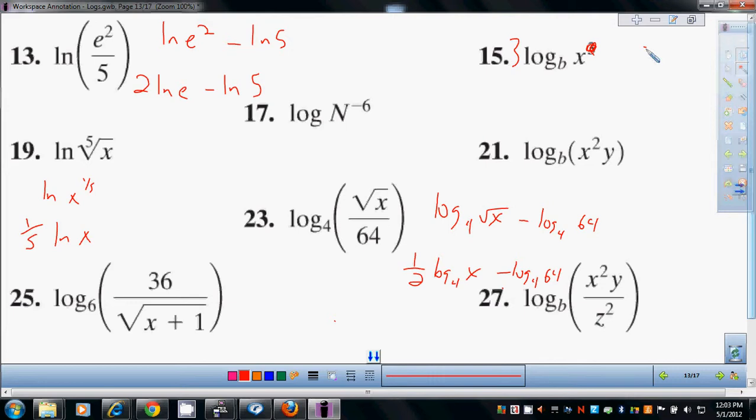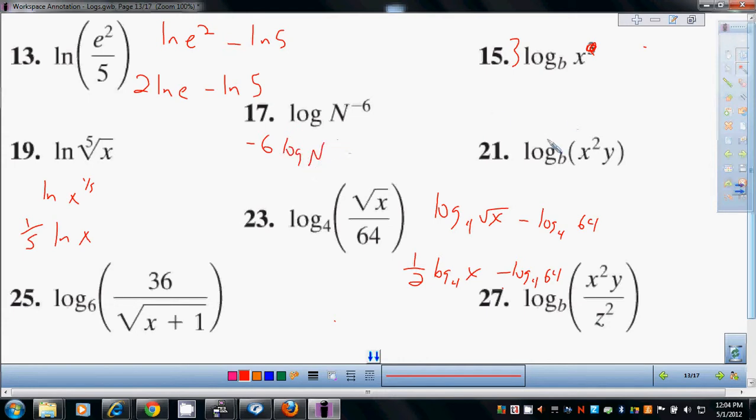Square root. Same place over here, we got the 1/5. Square root is a 2. No, the 64 is not an exponent. It's just a number. You only bring down exponents. Like number 17 would have just been -6 log of n, because it's an exponent.